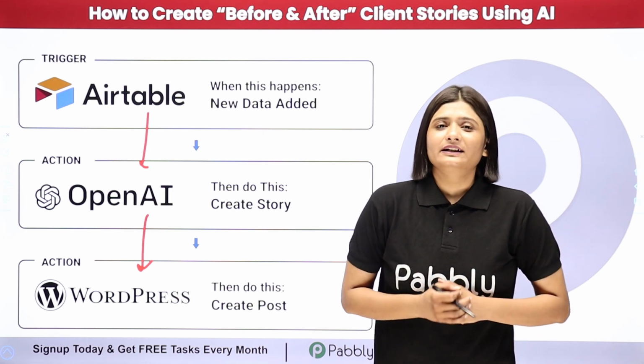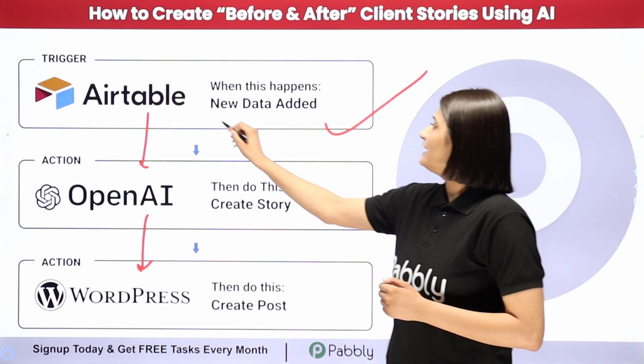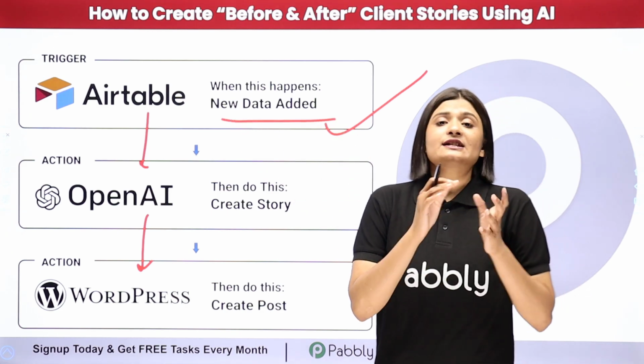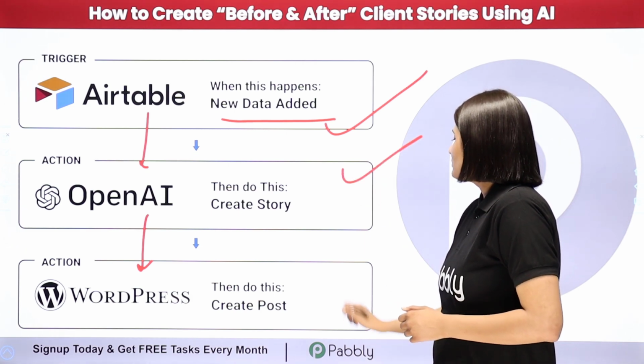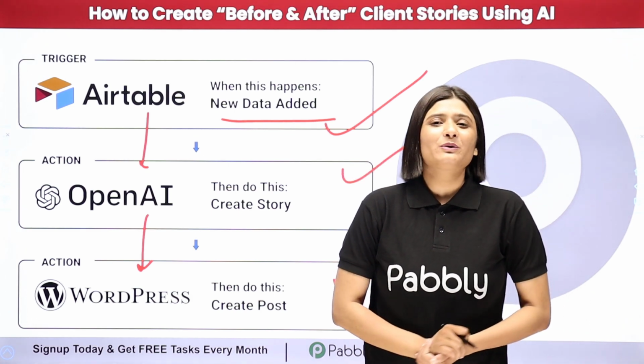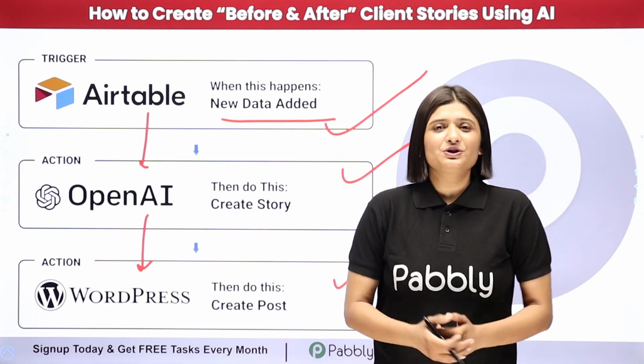With the help of Pabbly Connect, I'm going to build this connection in such a way that whenever I'm going to add a new data in my Airtable database, the story according to that will be automatically created using OpenAI and it will be automatically created as a post on my WordPress. Now if you want to learn the step-by-step process, then let me take you all to my screen.